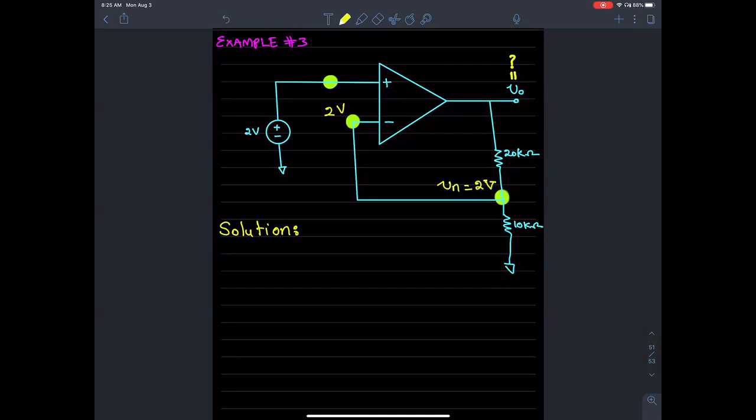So step 1 is the idea of virtual short, which gives me that Vn is the exact same as Vp, which is what we applied to be 2 volts. Very good. How about step 2? What would be the next step?